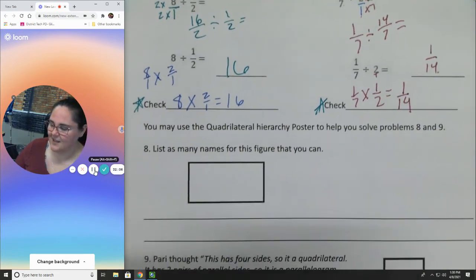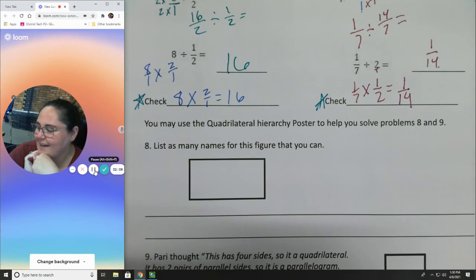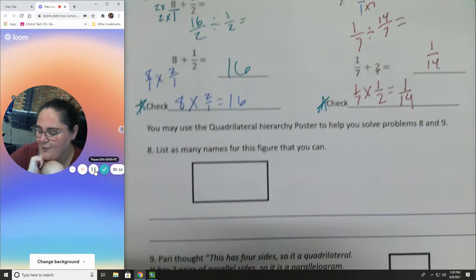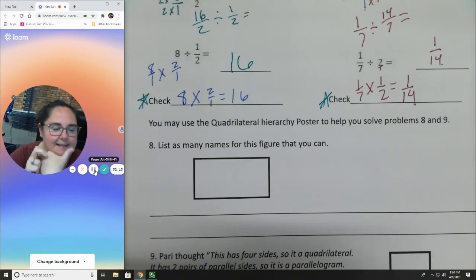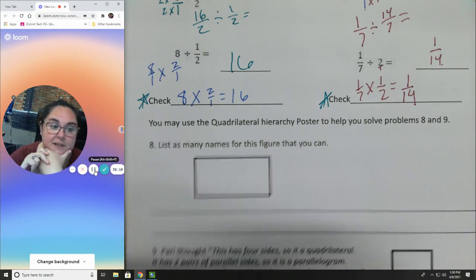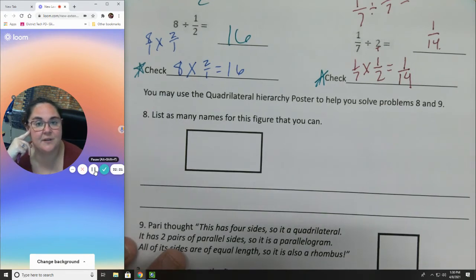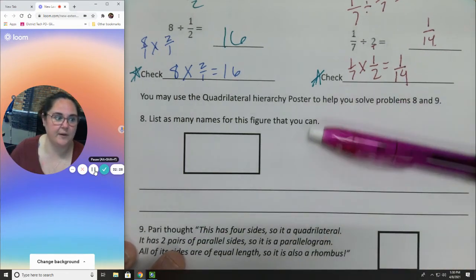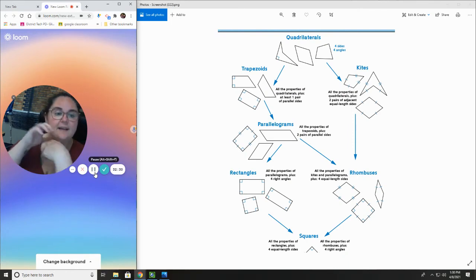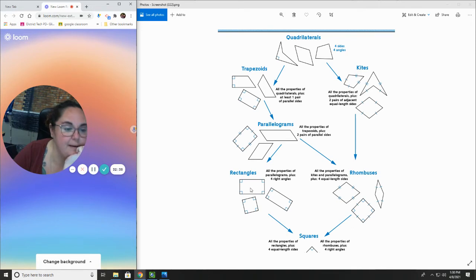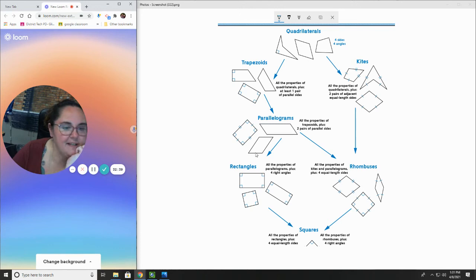All right. Use the quadrilateral hierarchy poster to help you solve problems 8 and 9. So first of all, I'm going to look at the poster. When you take your test, I'm actually going to have the poster listed as a resource for that question. So you can look at it and you could use it to help you. Okay, so I'm going to pull that up really quickly. Looking at this poster, the picture on my study guide was this picture right here.